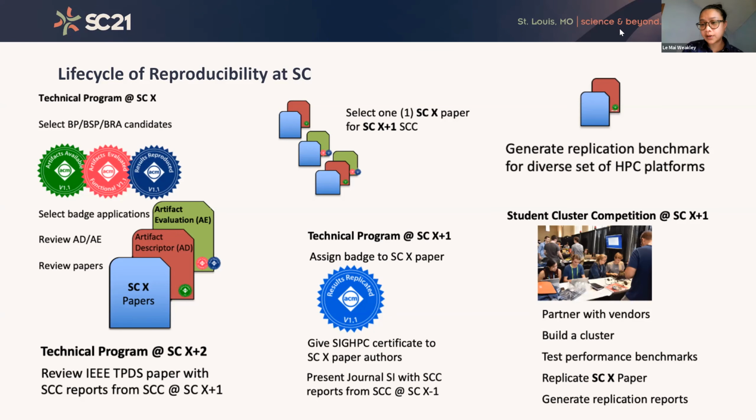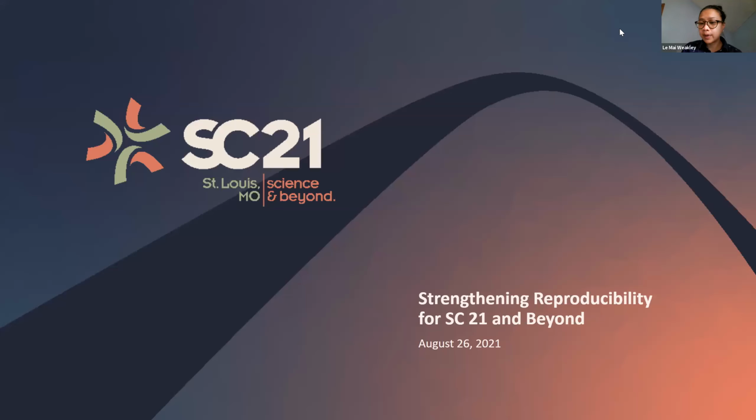And now we'll move on to Carlos, who will talk about, again, the Reproducibility Initiative in SC21. Thank you, Lemai. And I want to thank you and also Steve and also Michaela and Steve Leek for your great work in keeping this pipeline from reproducible papers to actually replicating that work in the student cluster competition.